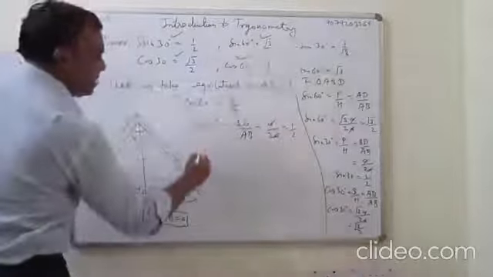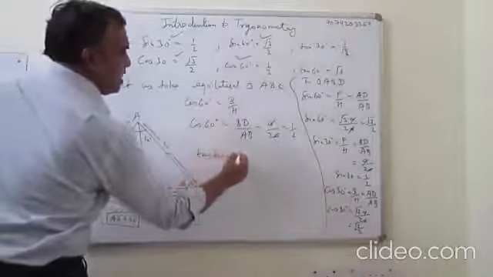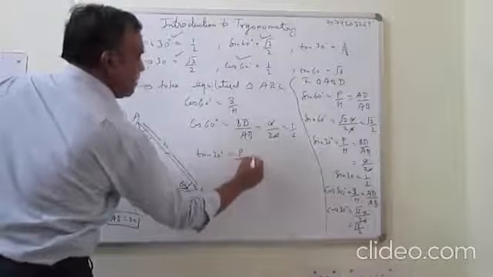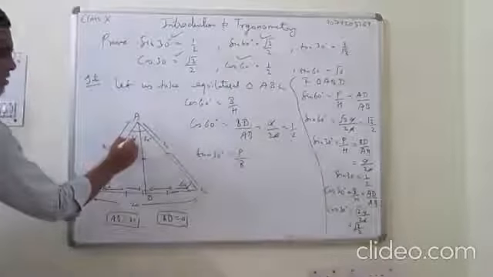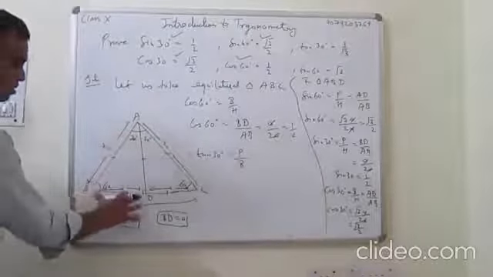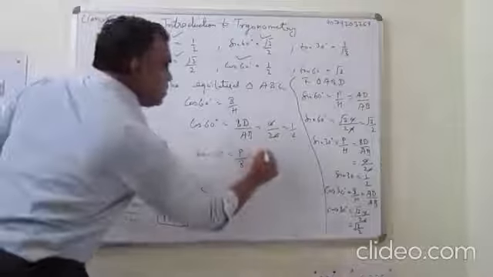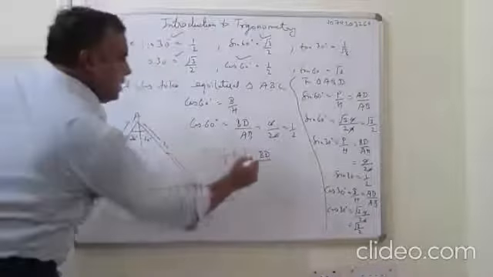Now I will take tan 30. Tan 30 is P upon B. What is P? If it is 30, P is BD upon AD.